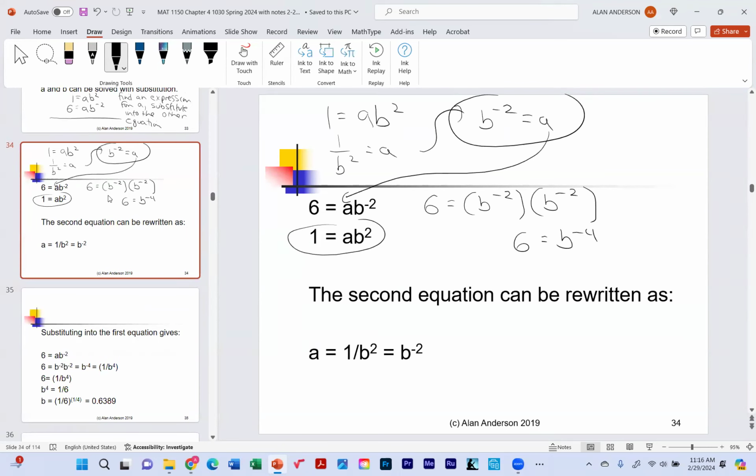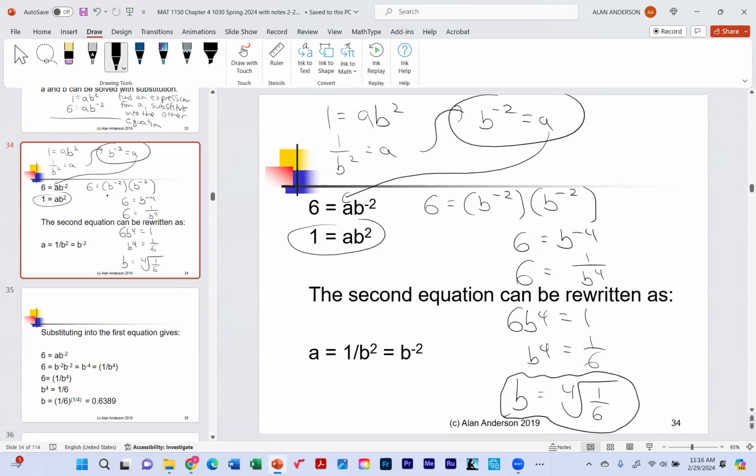Now keep in mind that b to the minus fourth is the same as 1 over b to the fourth. So I'm going to multiply both sides by b to the fourth. So you actually have here the fourth root of 1/6. Now that's kind of messy, but it's not a problem. So what do we do now? We can plug that into the first equation and solve for A.